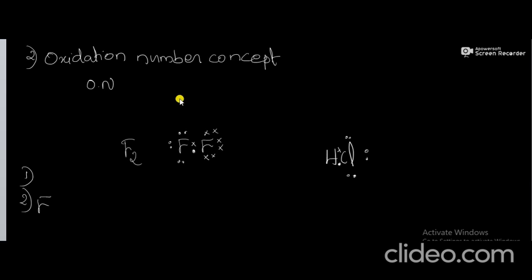The first rule: the electrons shared between two like atoms are divided equally between the sharing atoms. Second rule: electrons shared between two unlike atoms are counted with the more electronegative atom. Consider the Lewis structure of the fluorine molecule. This is an example of a molecule which contains two like atoms. This is the electronic distribution and this is the sharing of electrons between two fluorine atoms.